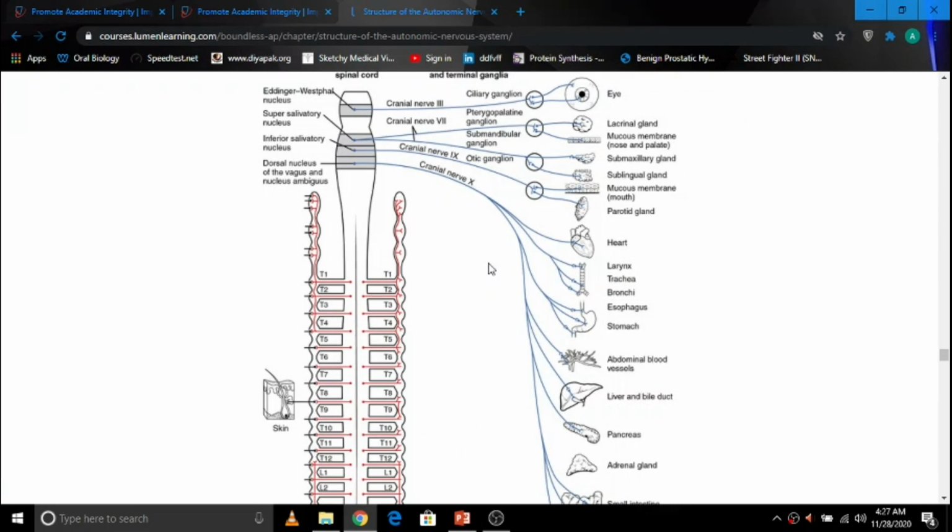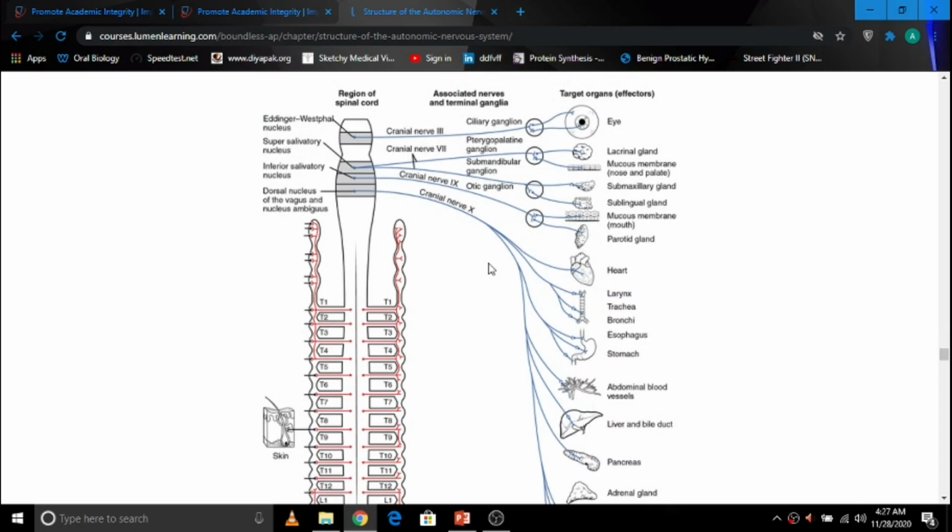Another thing I want to tell you is that before the ganglia we have the preganglionic neurons, and after the ganglia we have the postganglionic neurons. In the parasympathetic nervous system, the preganglionic neurons are long, whereas the postganglionic neurons are short. You can also see in the case of the vagus nerve, the preganglionic neurons are very long, whereas the postganglionic neurons are very short.